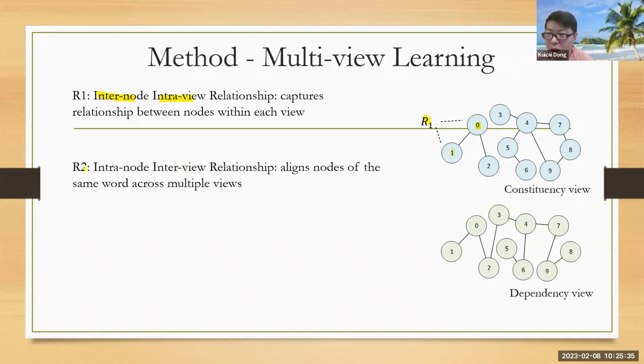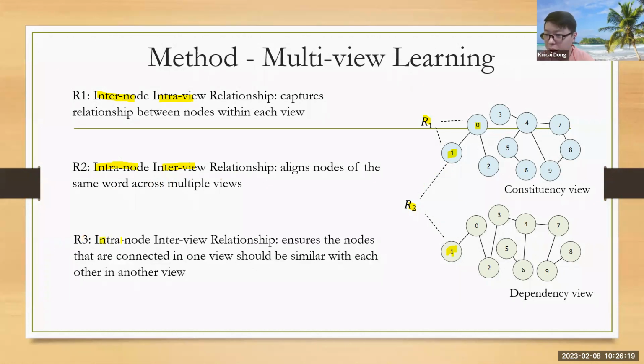The second relation is the intra-node inter-view relationship. This aligns nodes of the same word across multiple views. The node in the constituency view should also be similar to the same node in another view, because it should be similar to itself in another view. So relation 2 refers to the linking between a node in the constituency view and the same node in the dependency view. That is the second level of relationship.